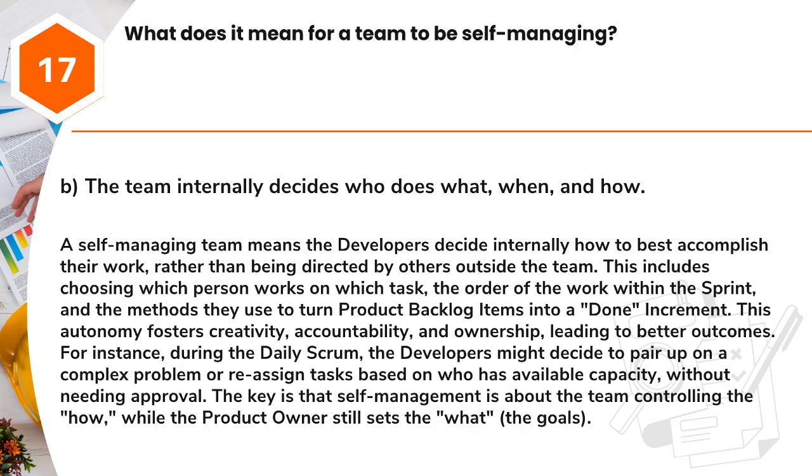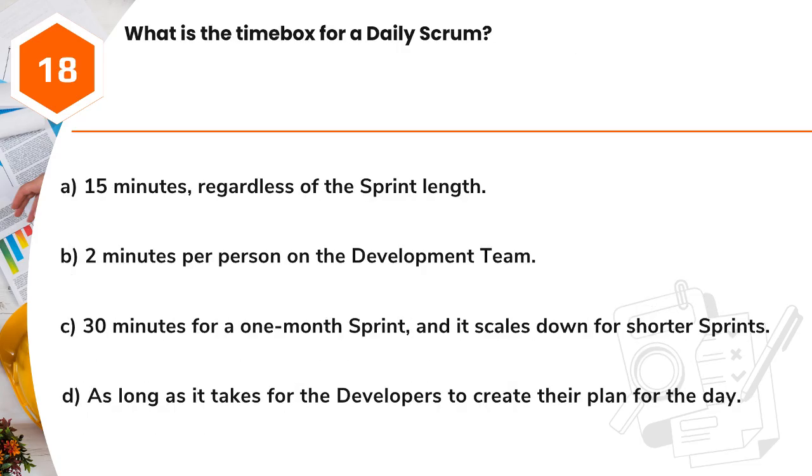The key is that self-management is about the team controlling the how, while the product owner still sets the what, the goals. Question 18. What is the time box for a daily scrum? A. 15 minutes regardless of the sprint length. B. 2 minutes per person on the development team. C. 30 minutes for a 1-month sprint and it scales down for shorter sprints. D. As long as it takes for the developers to create their plan for the day.